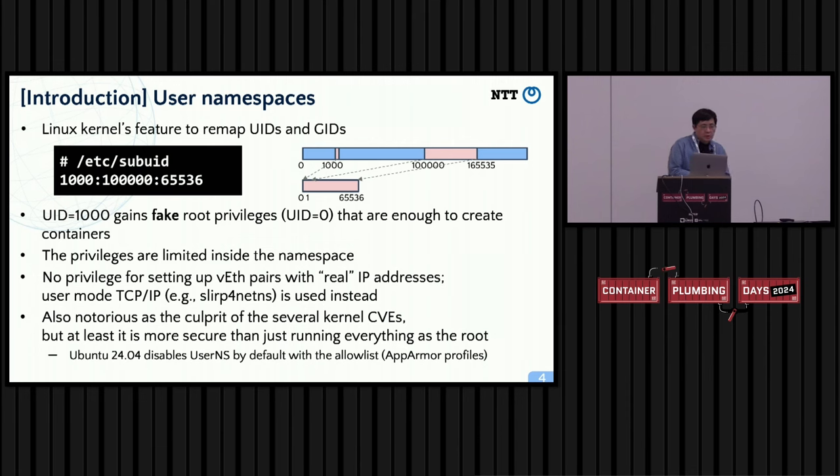So Ubuntu 24.04 disabled user namespaces by default, and they added an allow list to allow just the container runtimes to create user namespaces. This is implemented by AppArmor profiles.